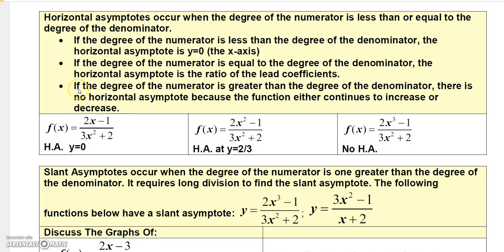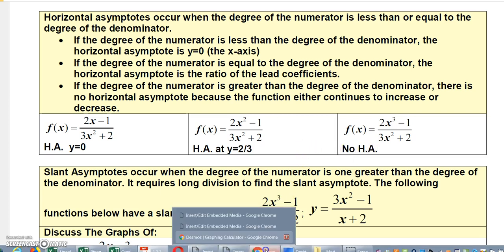The last case for the horizontal asymptote is if the degree of the numerator is greater than the degree of the denominator. There is no horizontal asymptote because the function either continues to increase or decrease as x goes to infinity or negative infinity. So let's take a look at this one. Notice here the degree of the numerator is 3, the degree of the denominator is 2. So in that case we would have no horizontal asymptote.